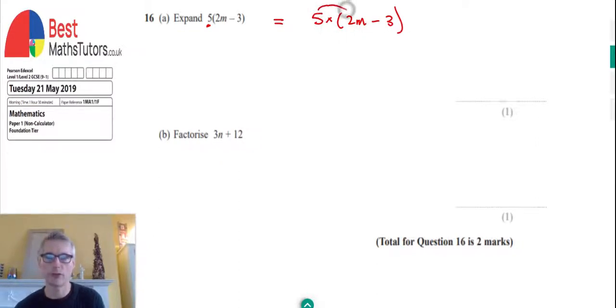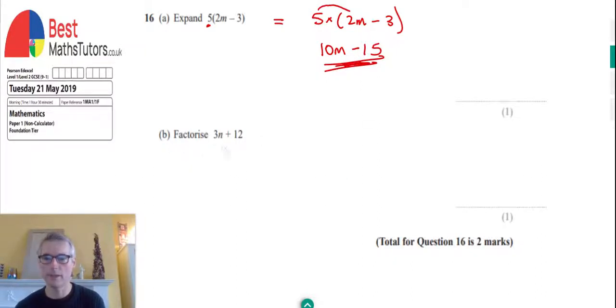So first of all, we'd go 5 times the 2m, and the numbers multiply together to give us 5 times 2 is 10, and then that's how many m's we've got there. So 5 times 2m would give us 10m, and then we've got 5 times negative 3. The sign there is important, so 5 times 3 is 15, but because it's minus, that's minus 15. So that's that one done.